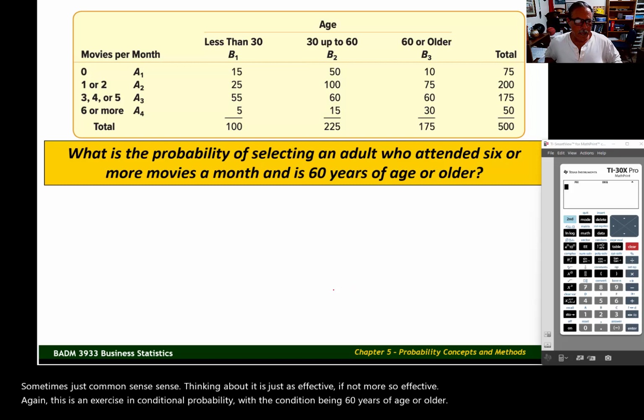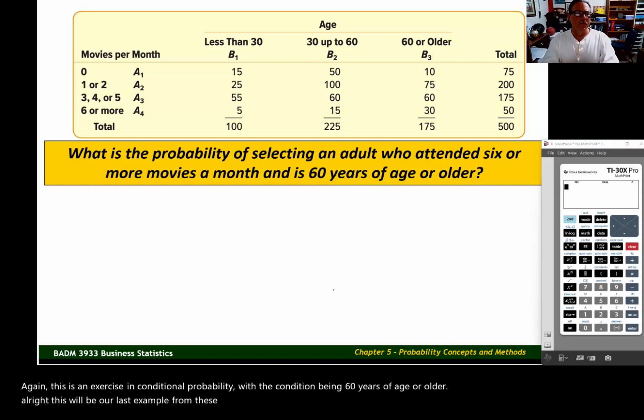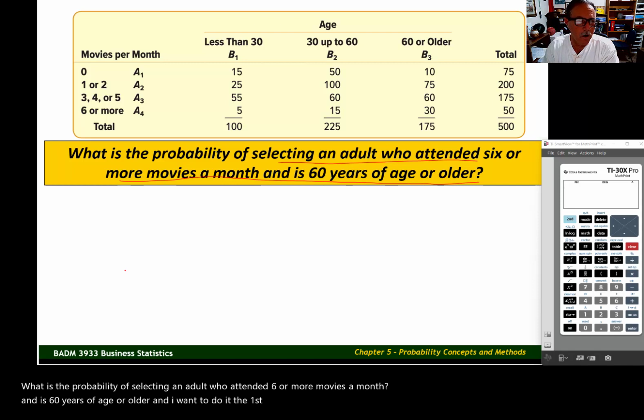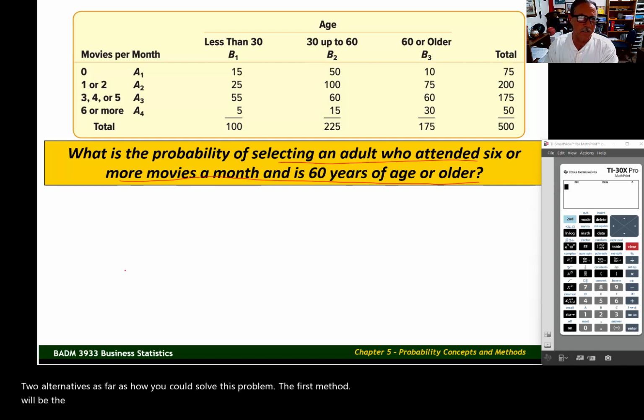All right, this will be our last example from these data. What is the probability of selecting an adult who attended 6 or more movies a month and is 60 years of age or older? And I'm going to do it the first way. I'm going to give you two alternatives as far as how you could solve this problem. The first method will be the same method that's used in the textbook. And for me, it's a harder method to answer the question that they're looking at. But let's go ahead and look at it.